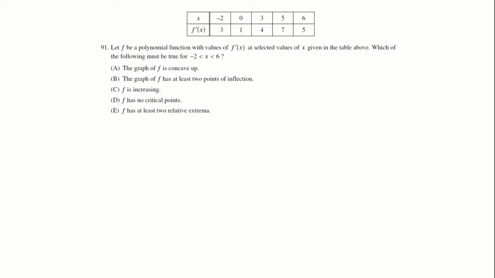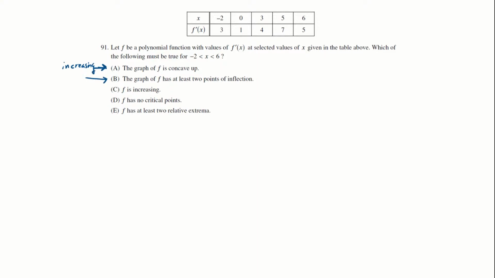Alright, so that chart gives us the values of the derivative, but you notice in all the choices, they are all asking something about the original graph. If it's concave up, has 2 points of inflection, increasing, no critical points, has at least 2 relative extrema. What do we know about those statements in relation to the first derivative? If it's concave up, that means the derivative is increasing.